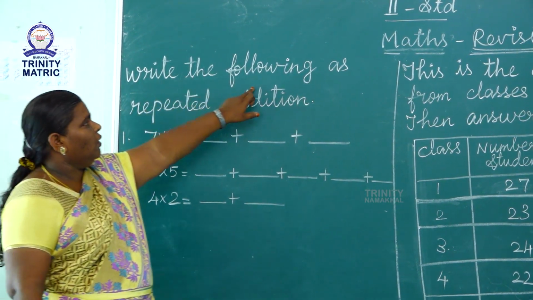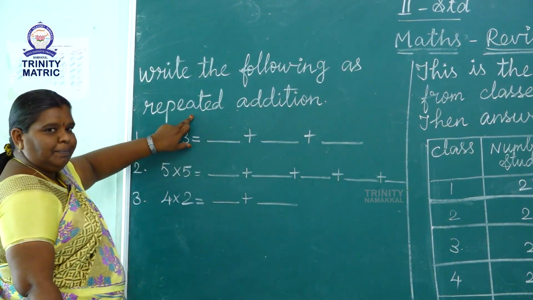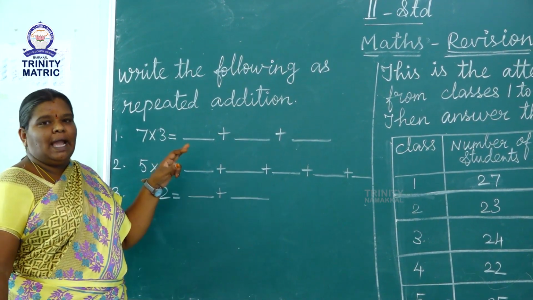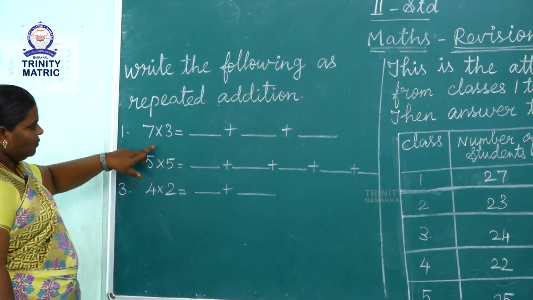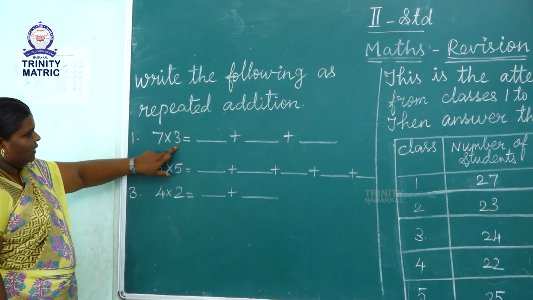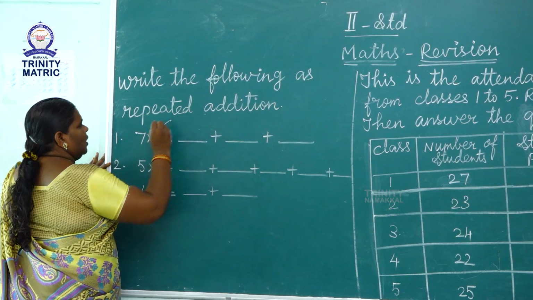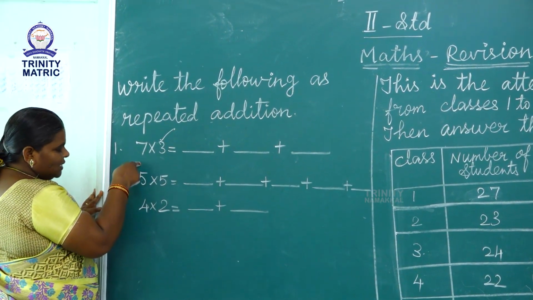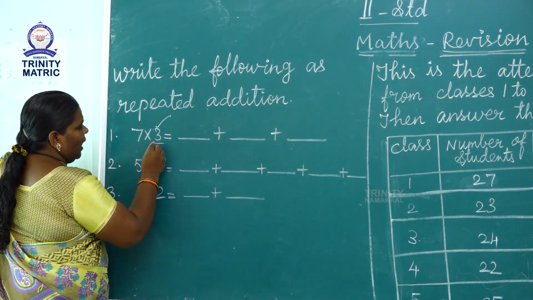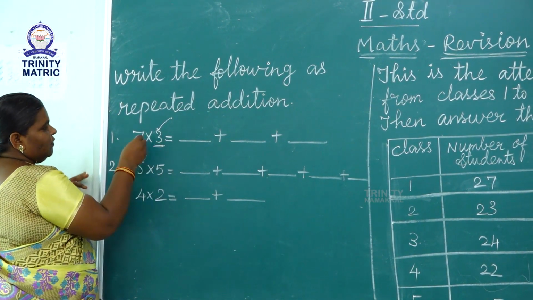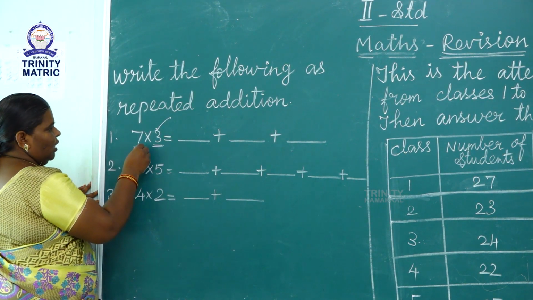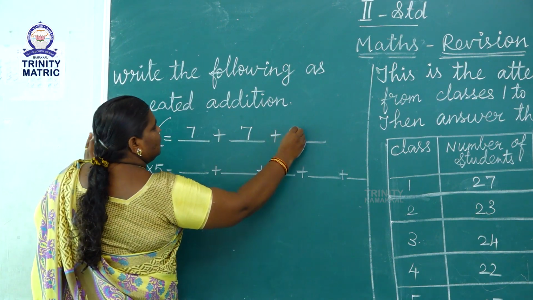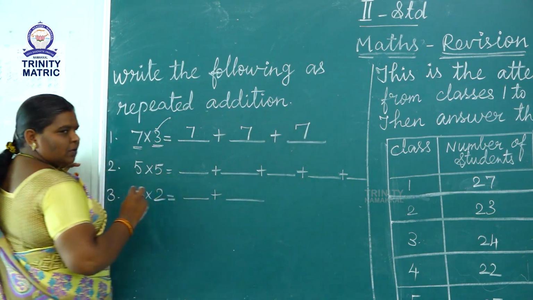Write the following as repeated addition. Multiplication is repeated addition. See the first sum. 7 into 3. You write 7 three times. Number of times is 3, in which table? 7 table. Okay. 7, 7, 7.